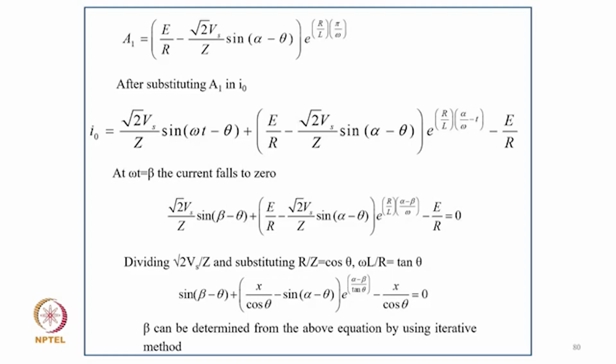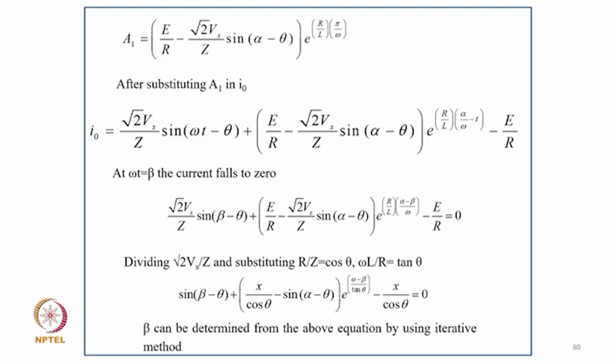After substituting A1 in I0, I0 equals root 2 Vs upon Z sin omega t minus theta plus (E upon R minus root 2 Vs upon Z sin alpha minus theta) e to power R upon L into alpha minus omega t, minus E upon R. After omega t equal to beta, the current passes to 0. So root 2 Vs upon Z sin beta minus theta plus (E upon R minus root 2 Vs upon Z sin alpha minus theta) e to power R upon L into alpha minus beta upon omega, minus E upon R equals 0.